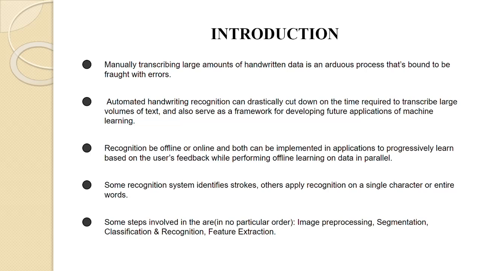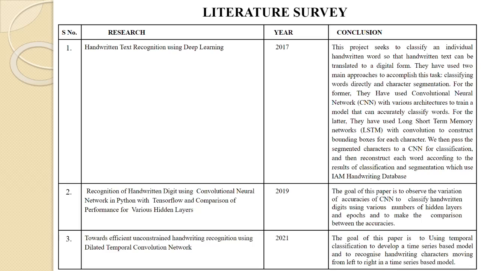So coming to the next slide, the whole point of solving this problem was the removal of the arduousness of recognition of text from handwritten resources. In our literature survey, we have considered majorly these three papers. The first one is handwritten text recognition using deep learning. This paper establishes that they have utilized a convolutional neural network with various architectures just to classify words, and they have also utilized LSTM as well as segmented characters for CNN classification.